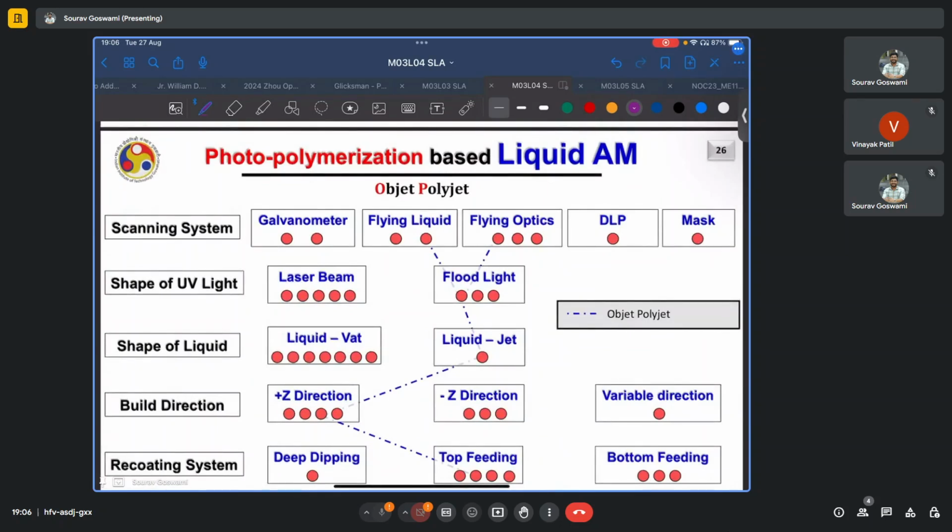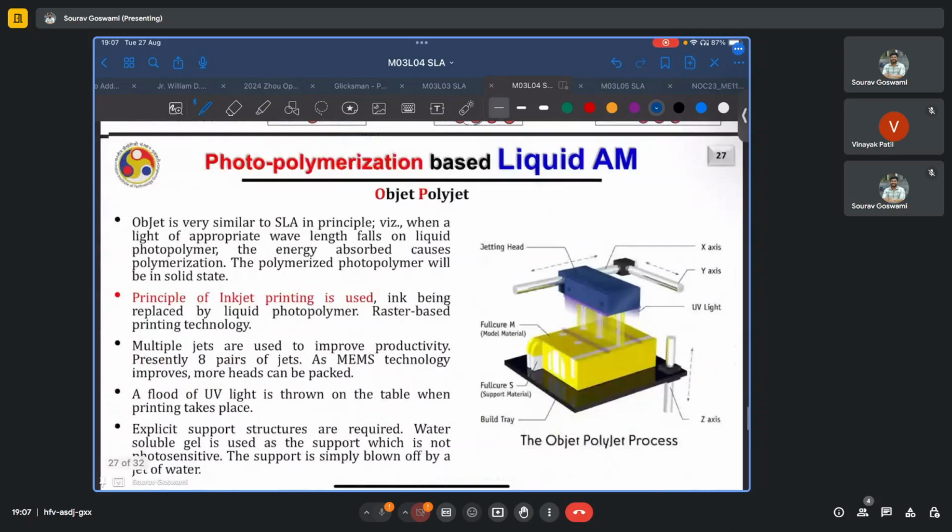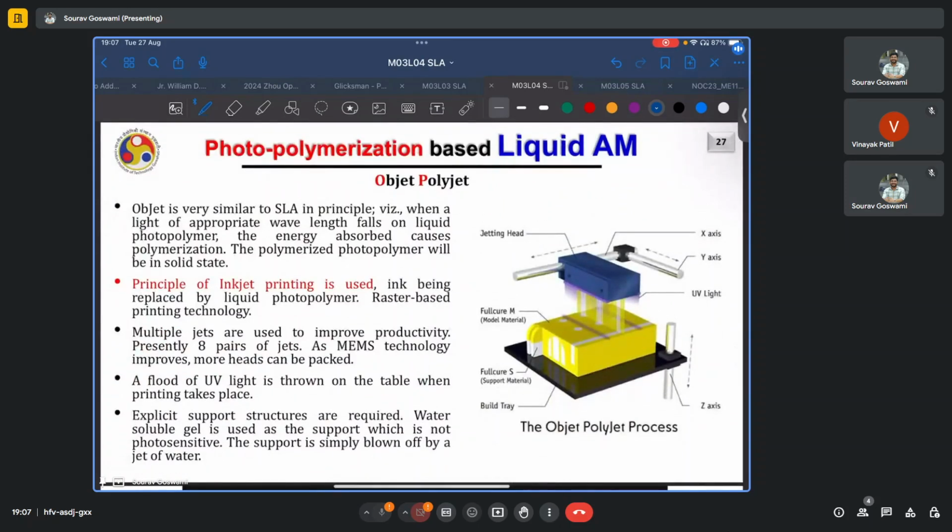The other technology is Objet PolyJet, which has both the flying liquid and the flying optics in its scanning system, which uses a floodlight, has a jet of liquid, builds along the Z direction and utilizes top feeding. In principle, it is very similar to stereolithography, and you have a light of appropriate wavelength which falls on liquid photopolymer, and the absorbed energy results in polymerization.